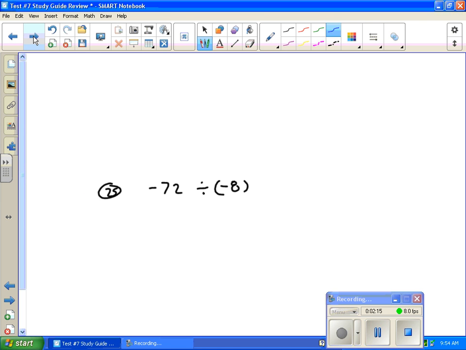Number 25 says negative 72 divided by negative 8. A negative divided by a negative will be a positive. 9 times 8 is 72.